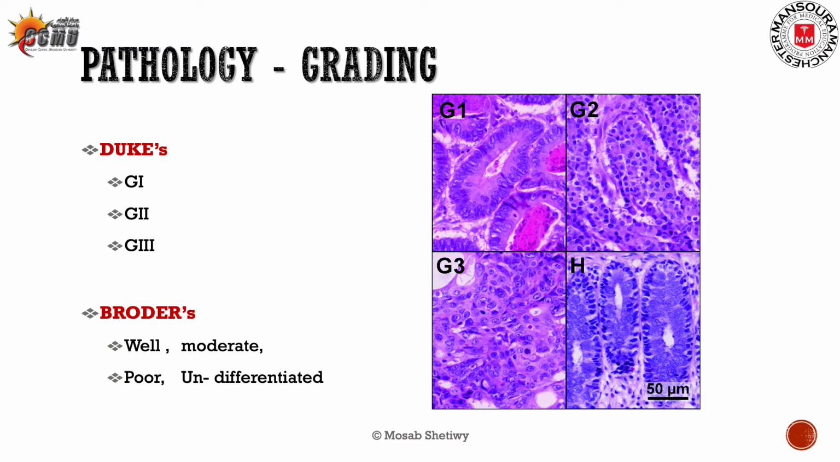So grading depends on the degree of formation of glandular structure, because you're talking about adenocarcinoma or glandular tissue, nuclear polymorphism, and number of mitoses.